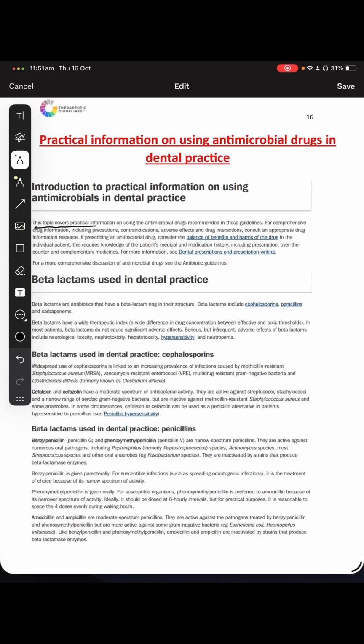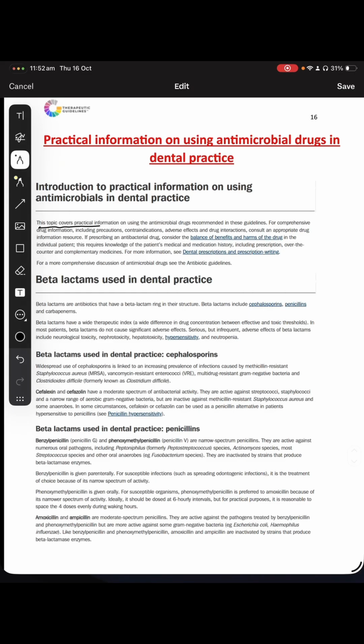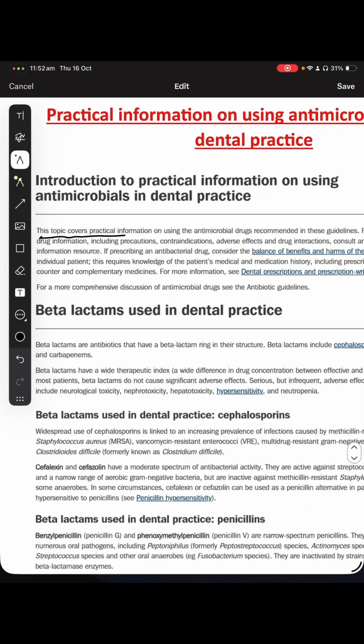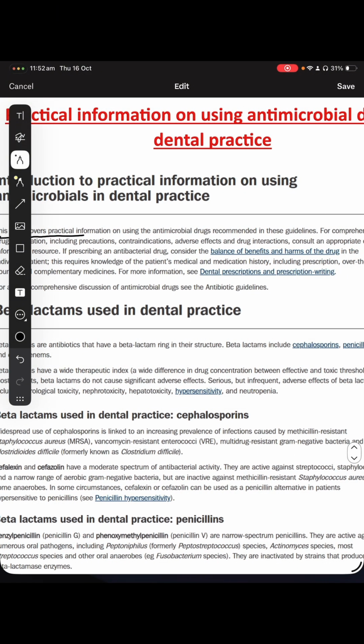So, in today's episode, I will be continuing our fifth chapter of Therapeutic Guidelines, the latest version, which is version 4, and we'll be covering practical information on using antimicrobial drugs in dental practice. So, let's start with the introduction. Introduction to practical information on using antimicrobials in dental practice. This topic covers practical information on using the antimicrobial drugs recommended in these guidelines.